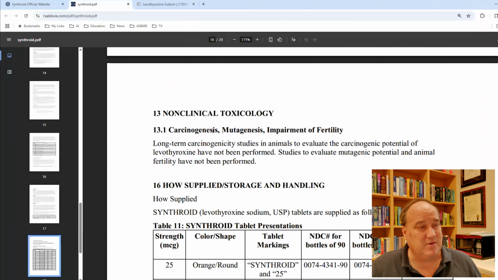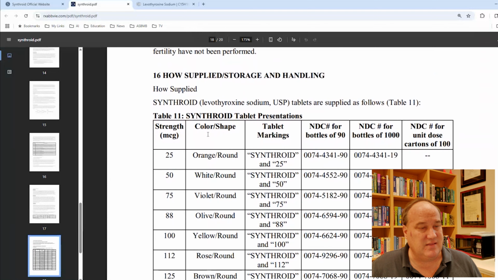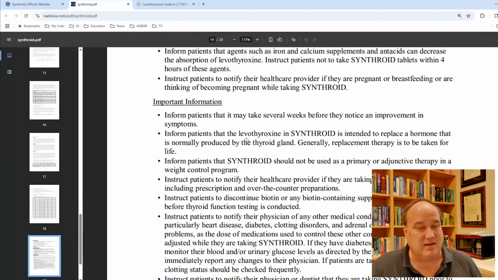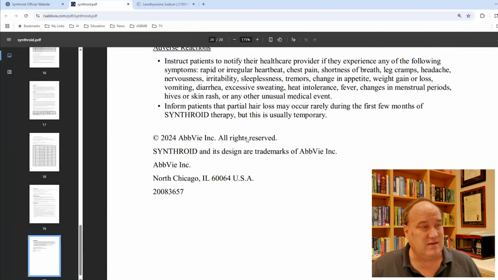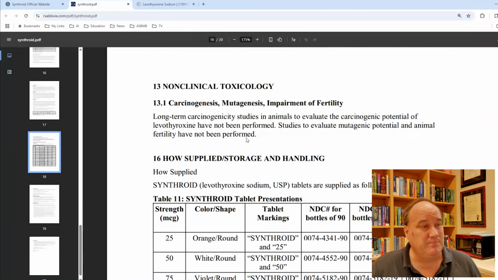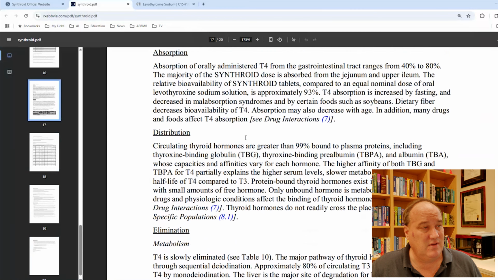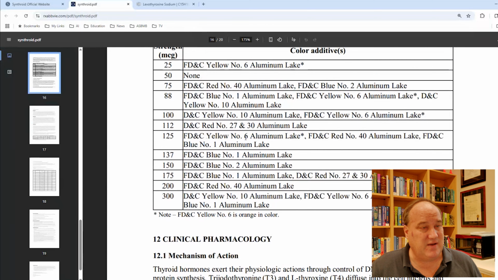And then they tell you a little bit about the toxicology and some long-term carcinogenicity that we also looked at in the PubChem database. And then they tell you a little bit about storage and handling, and they actually give you a full description of what all the tablets look like and all that. And so that's everything there, right? So that's kind of where to find stuff.